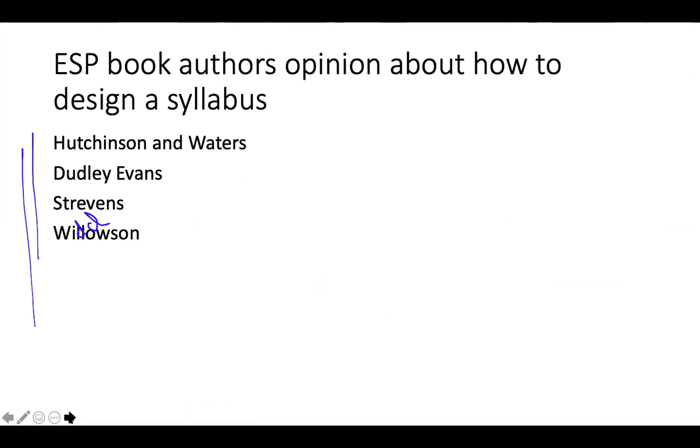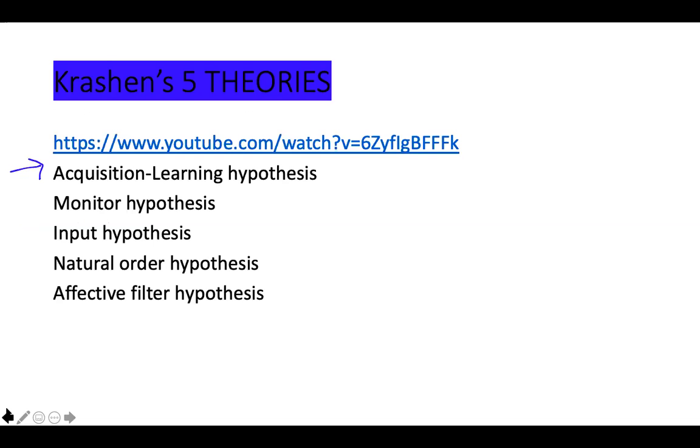And then today we looked at integrated learning syllabi, and these syllabi, plural for syllabus, are based on various authors. So we looked at 4 authors. So it was Hutchinson and Waters, those 2 for one book, Dudley Evans, that's actually one person, Strevens and Widowson. So integrated approach to making an ESL syllabus.